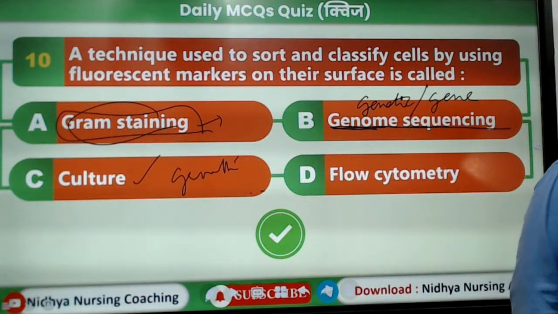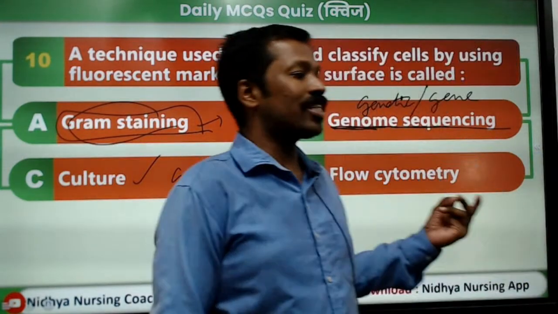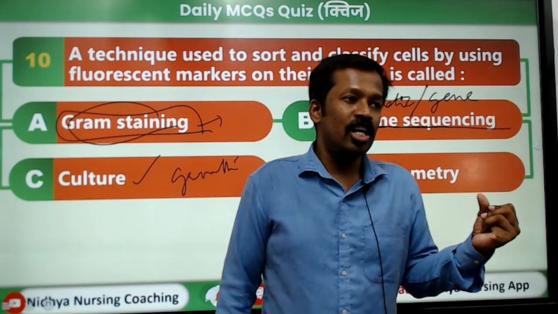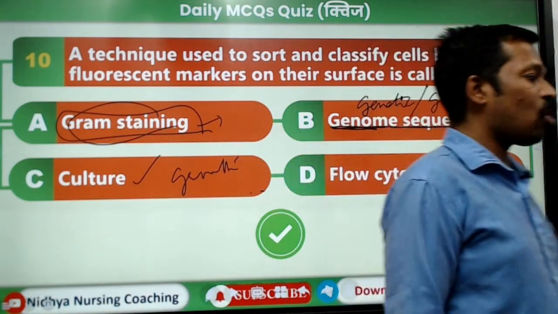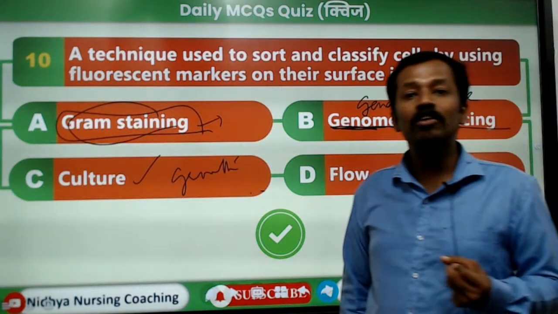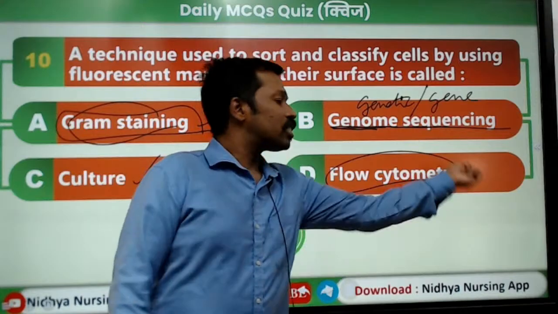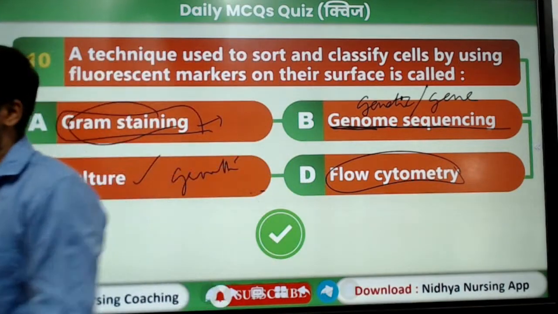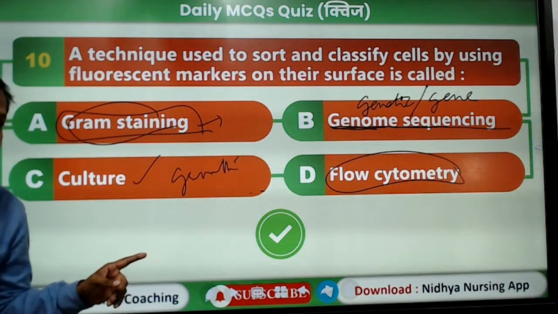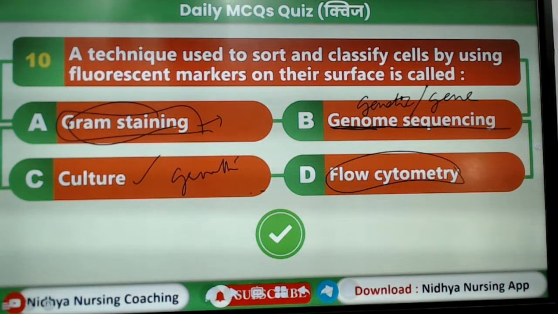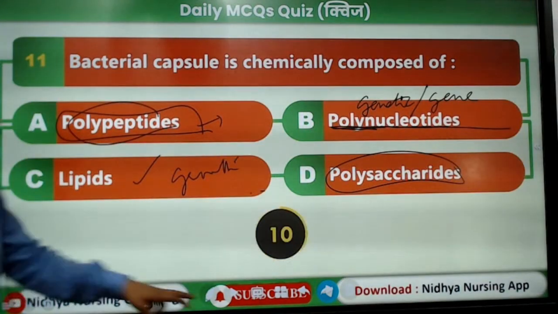A technique used to sort and classify cells by using fluorescent activated cell sorting methods or fluorescent markers on their surface is called flow cytometry. Have you got the meaning? Okay, fine.